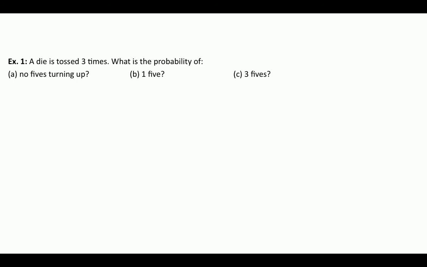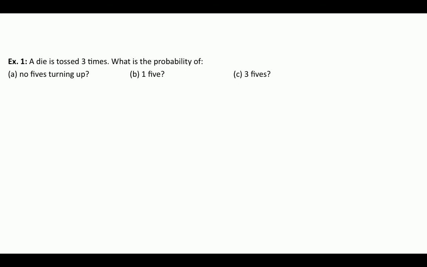So here's an example. Example number one. A die is tossed 3 times. What's the probability of A, no 5s turning up at all, B, 1 5 turning up, or C, 3 5s turning up? So already, in contrast to what we did in unit number 3, which was just basic probability, we're solving more sophisticated probability problems because we're looking at tossing a dice 3 times and finding the probability of certain outcomes within those 3 tosses of the dice.